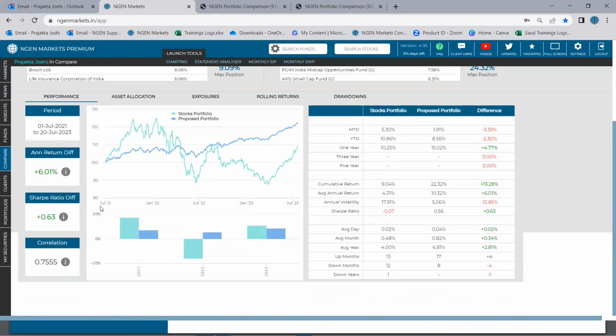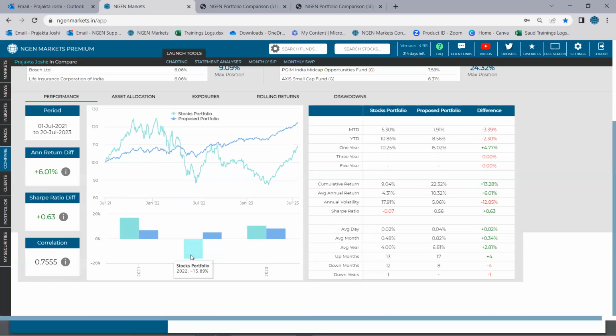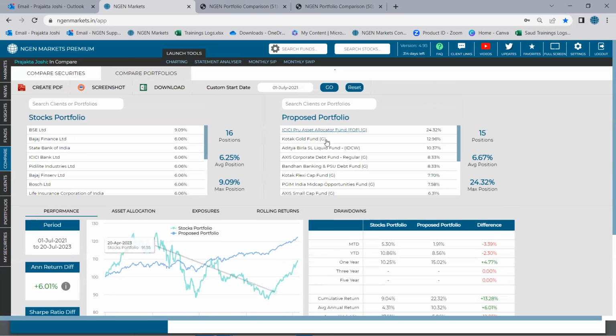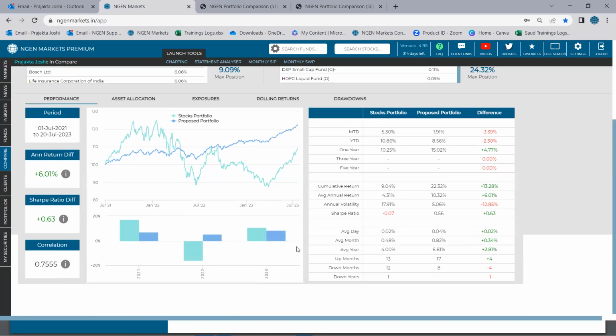These are the annual return differentials, Sharpe ratio differentials, and let's say your particular portfolio, in this case, this is a clear cut indication that you can definitely highlight. So in this case, you can see that the stocks only portfolio in 2022 actually gave a negative 15.89% return. On the other hand, the mutual funds portfolio that we have loaded right here has actually given, of course, a little bit, but a positive return. That's a 5.23% positive return. So this is something that you can definitely highlight.